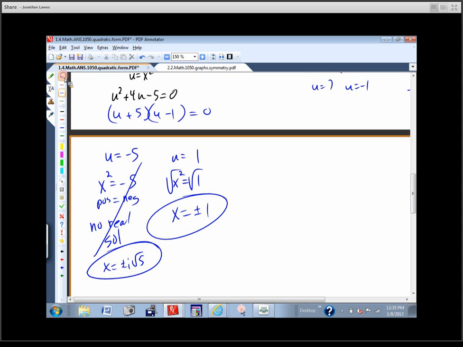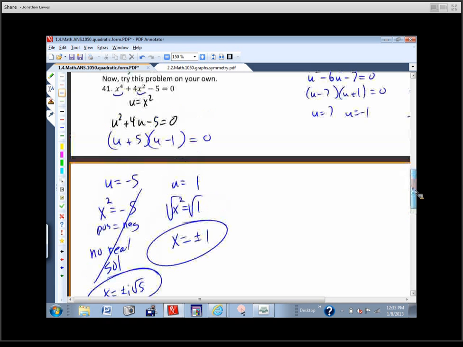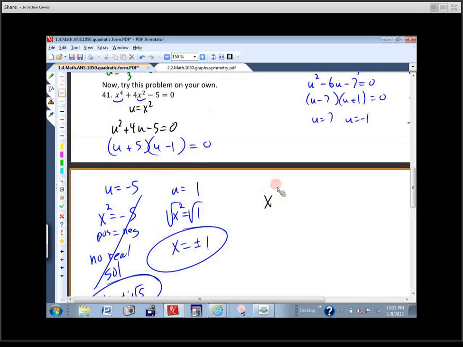I'm going to change the problem just slightly. What if it worked out to be this? Let's say the problem had been x to the fourth plus 4x squared minus 7 equals 0. Very good. Okay. And before we do that, we're going to say u equals x squared. This would be u squared plus 4u minus 7 equals 0.